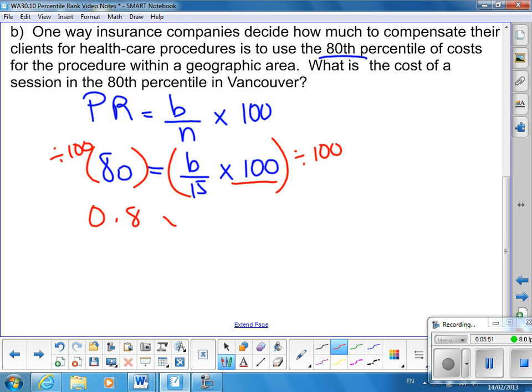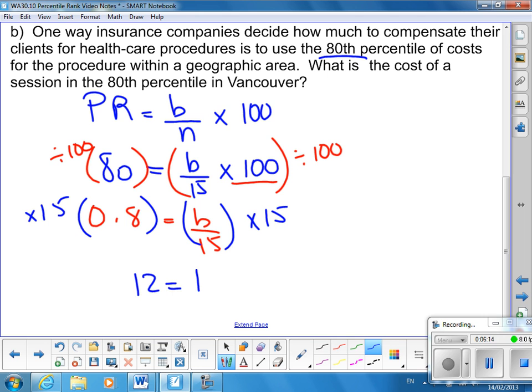0.8 equals B divided by 15. Now in this case, I want to get the 15 away from the B. B is being divided by 15, so the opposite is multiplying by 15. And I have 12 equals B. What does that tell me? It says that there are 12 rates that are less expensive than the rate in the 80th percentile. The rate in the 80th percentile will then be the 13th value.